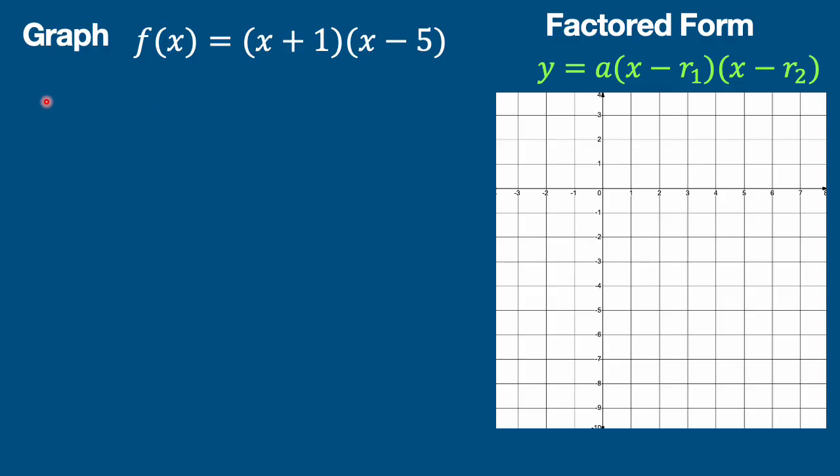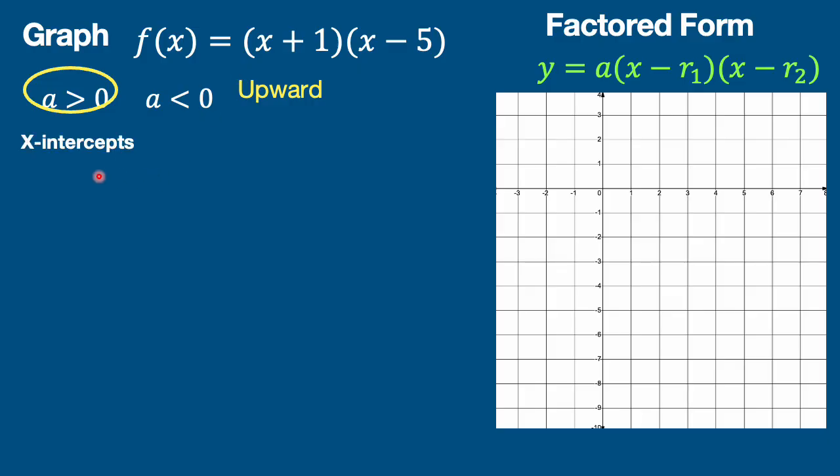How are we going to do it? First, look at the leading coefficient, positive or negative. Here it is 1, guys, in front of the parentheses. 1 is positive. So you know this graph is going to be upward. Second, let's find the x-intercept first, because we cannot find the vertex right away from the function.